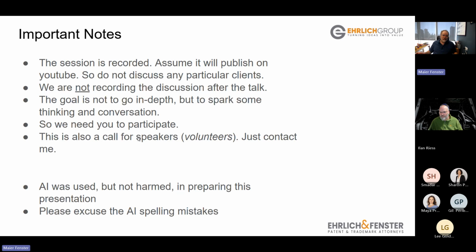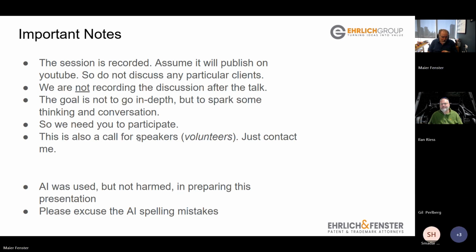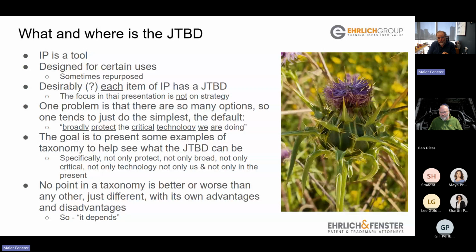So the term JTBD, job to be done, is often used to say that we're doing something or we're buying a tool. I buy a drill in order to hang up bookcases, but I have a reason for it. So IP is a tool, and it's designed in the sense that we generate a piece of IP for a particular use. And ideally, maybe not, that's not the subject today. If you look at an IP portfolio, each item in the IP portfolio has a job to be done. It has something it's supposed to do. So I have a patent that's meant to block a competitor.